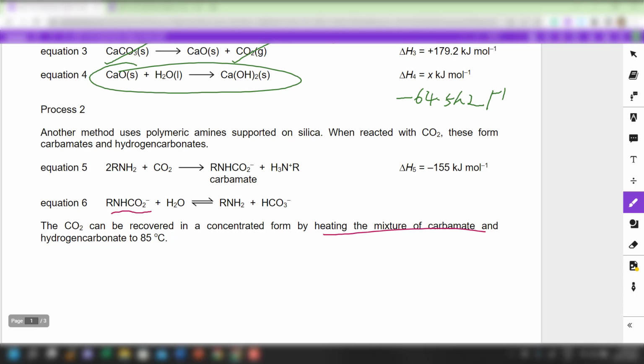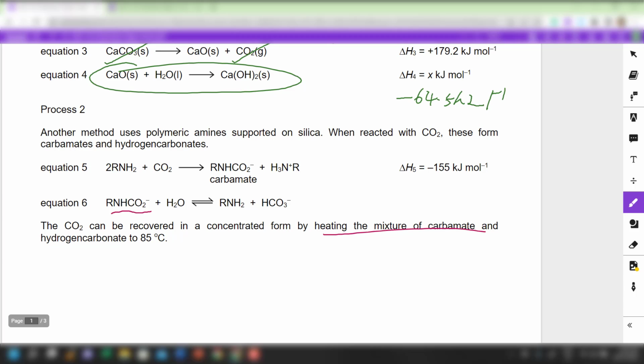mixing up. When the reactor is CO2, they form the carbamate, and after the carbamate is formed, it will be hydrolyzed. Of course, here you will mention that the CO2 can be recovered by heating the mixture of carbamate and hydrogen carbonate to 85 degrees Celsius. So the temperature requirement is less harsh.